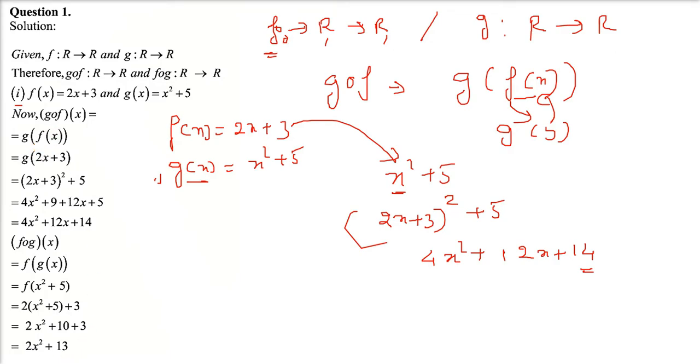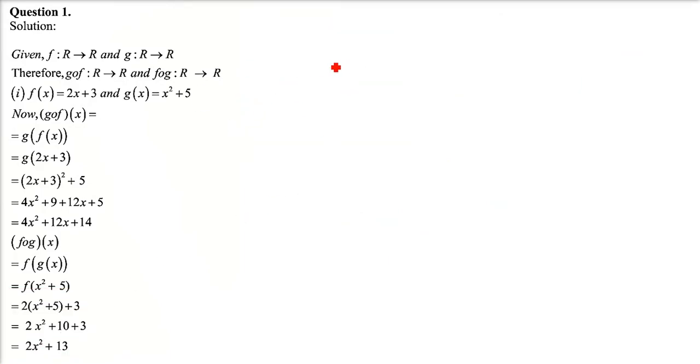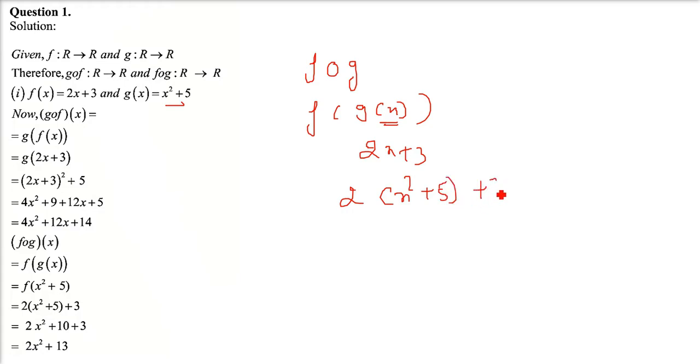Let me clear it. Now I am going to tell you about (f o g)(x). This is the same thing. f o g is basically f of g(x). Now take g(x), which is actually x square plus 5, and replace it in the position of x in f(x). So you have 2x plus 3. In place of x, you have to put x squared plus 5. So 2 into (x squared plus 5) plus 3. So 2x squared plus 10 plus 3. So 2x squared plus 13 it is.